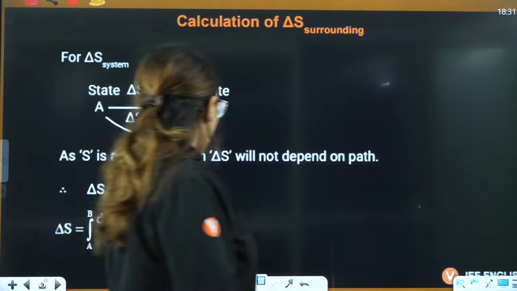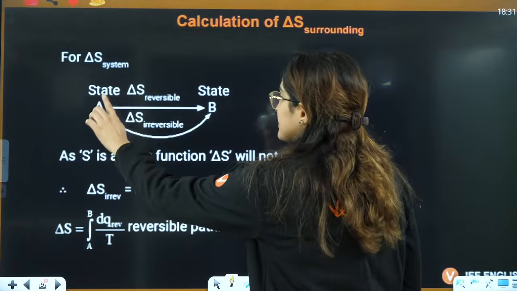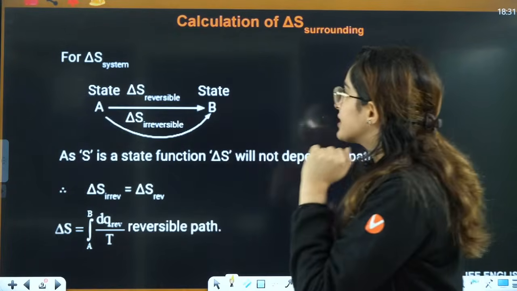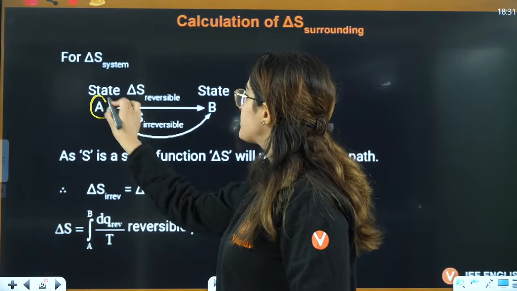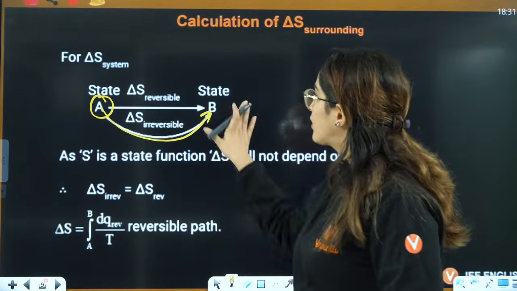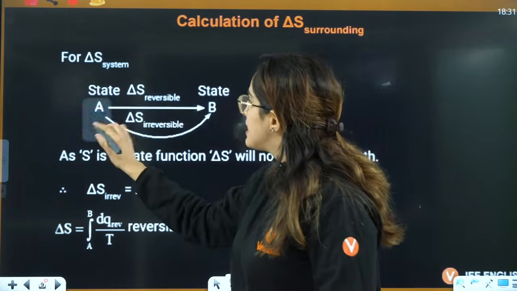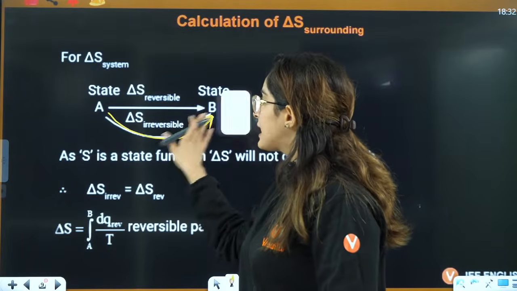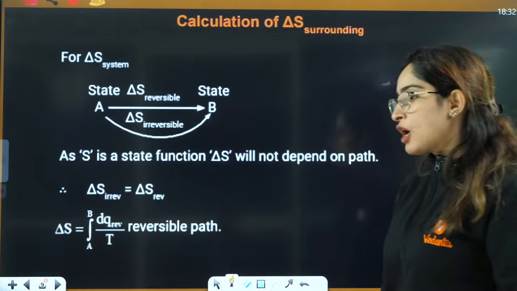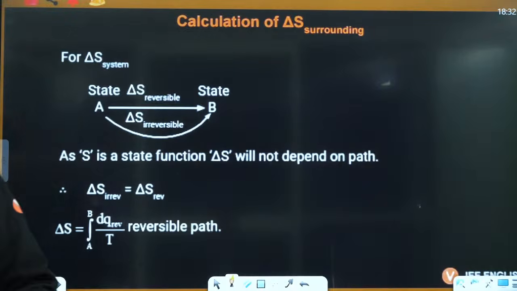Then if you talk about this, this is A, this is B. Now we are saying that you are going from state A to state B. Let's say you are going through this process, this is a reversible process. Let's say you are going through this other process, this is an irreversible process. From state A to state B, you can have two things here. Just give me a second.